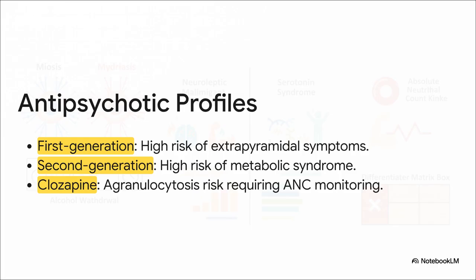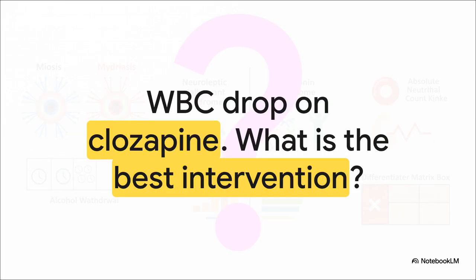It mandates rigorous, nonstop tracking of the absolute neutrophil count, or ANC, because of the severe risk of agranulocytosis. That's on top of other dangers like myocarditis and severe constipation. Time for another high-stakes scenario. A patient being managed for treatment-resistant schizophrenia suddenly presents with a precipitous drop in their white blood cell count. What is your immediate pharmacological intervention?